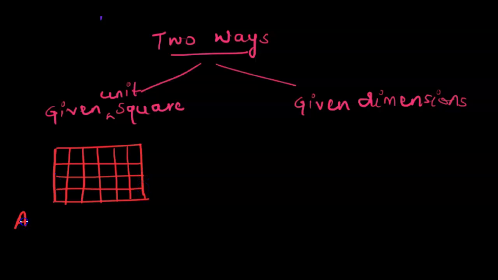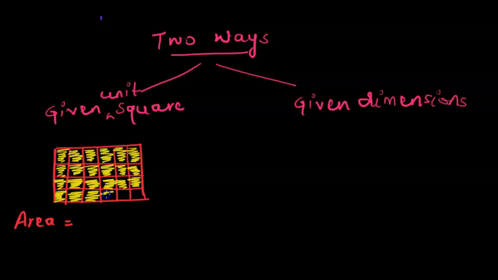If we want to find the area of this shape, all we have to do is find how many squares are inside this shape. 1, 2, 3, 4, 5, 6, 7, 8, 9, 10, 11, 12, 13, 14, 15, 16, 17, 18, 19, 20, 21, 22, 23, and 24. So we have altogether 24 squares. So we write 24 square units is our area.